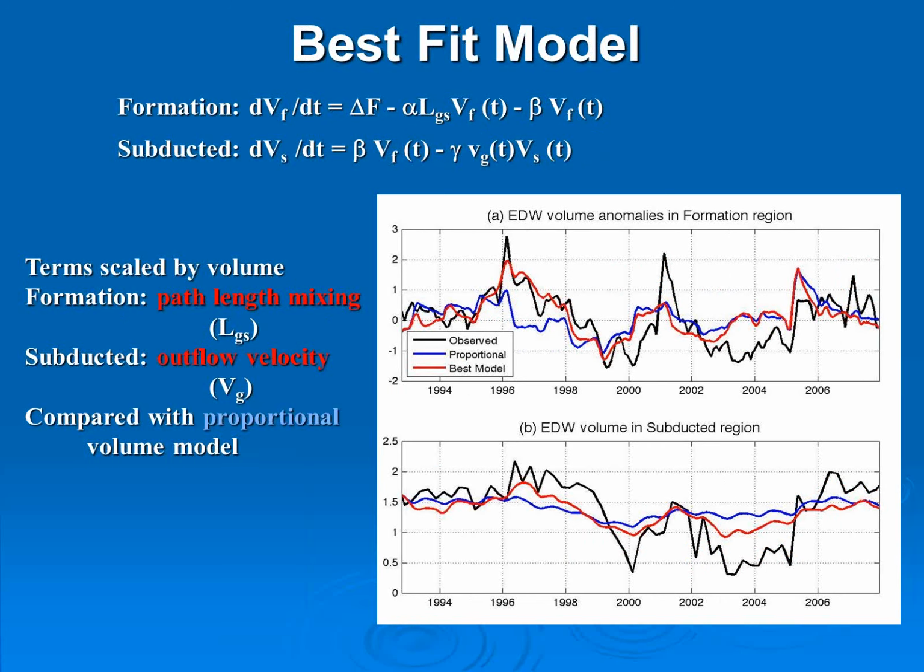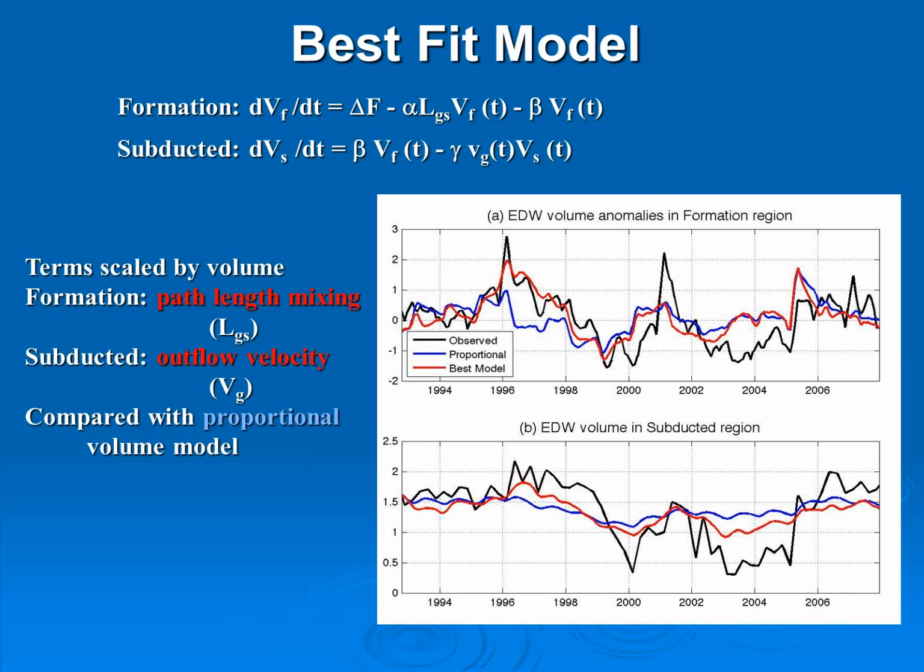Here I'm just showing you the bias model on the top here. So we have formation, and we have this mixing loss proportional to the Gaussian pathway, and this transfer term to the subducted region. In the subducted region, this loss term is proportional to the filter velocity.